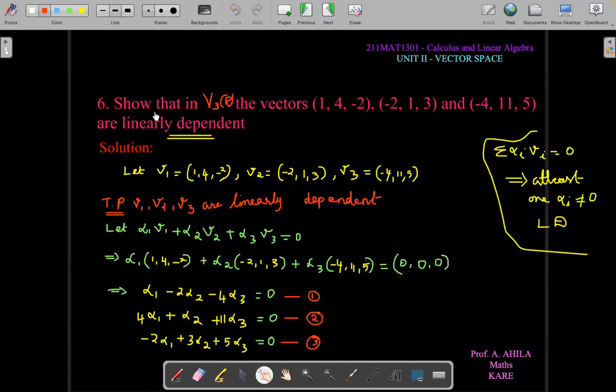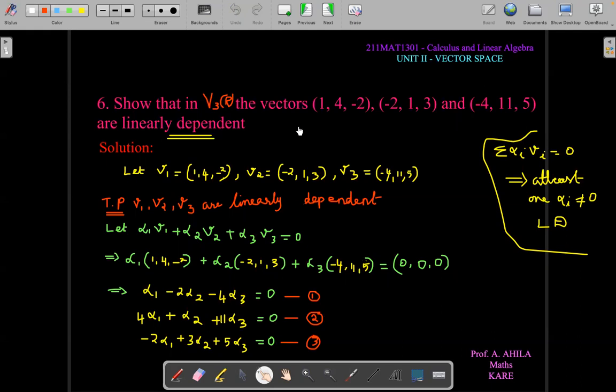Similarly, another problem: show that in V3 of R, the vectors (1, 4, -2), (-2, 1, 3) and (-4, 11, 5) are linearly dependent. Here we need to prove linear dependence. Recall the definition: we consider the linear combination to be 0, and if we find at least one alpha i not equal to 0, then we say the vectors are linearly dependent.